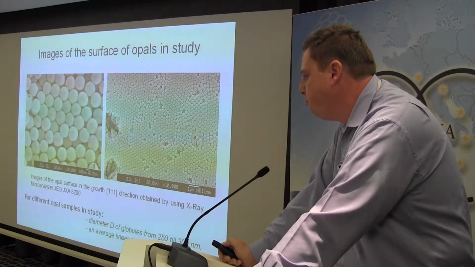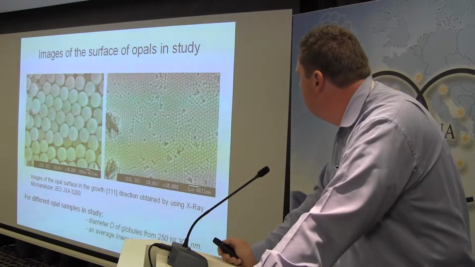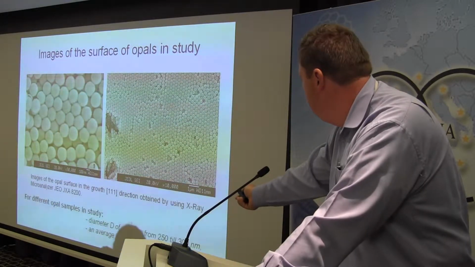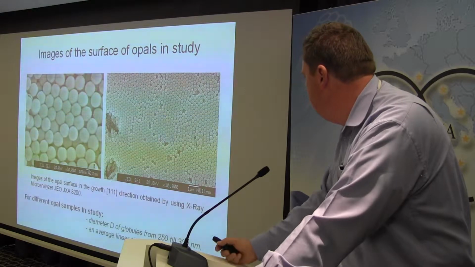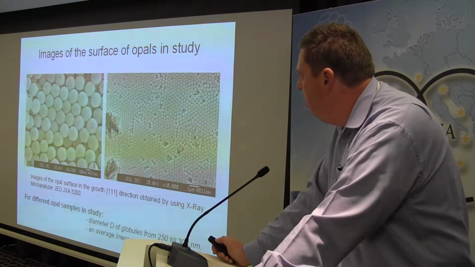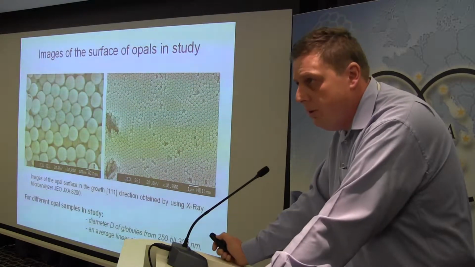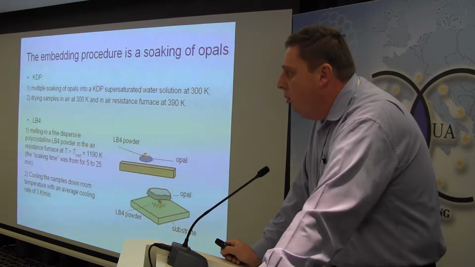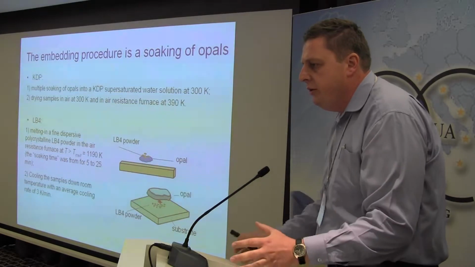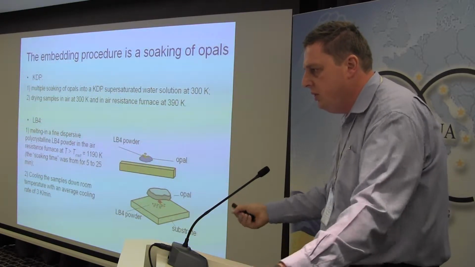We have studied opals with an average globule diameter. This figure is for an opal with a diameter of 270 nanometers, and an average pore linear size of, of course, up to 70 nanometers. And these pores we want to fill with nonlinear materials. In what way? There are some procedures, for example, soaking, laser ablation, and chemical synthesis into the pores of such systems.